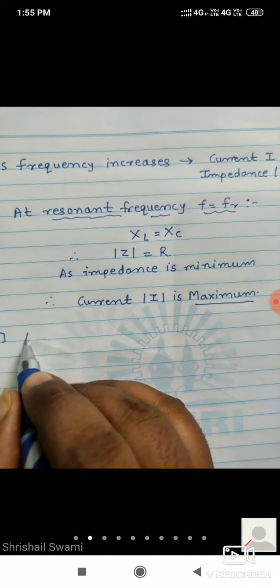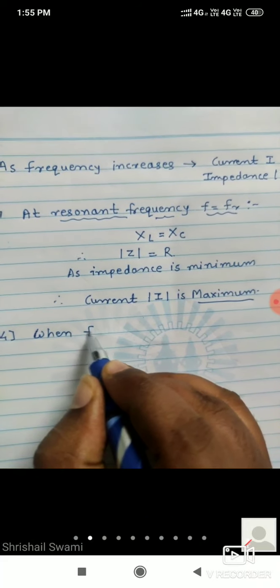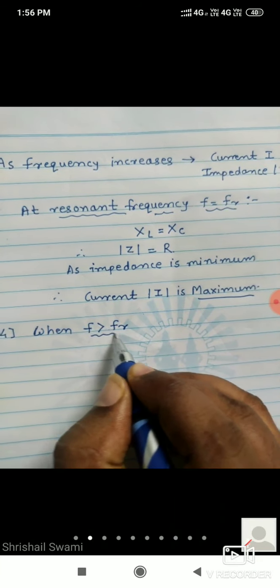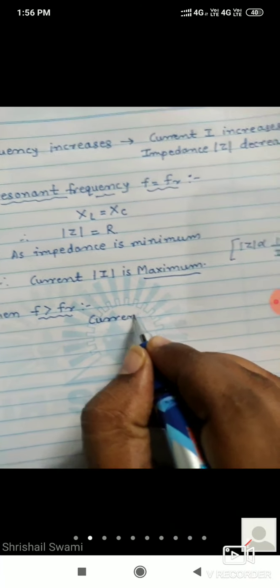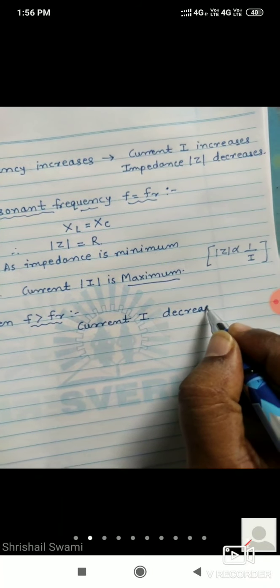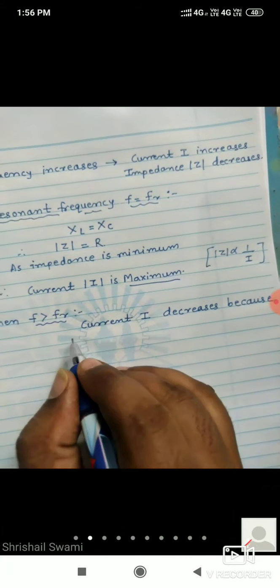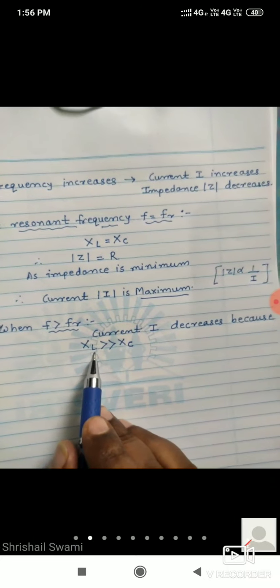Now fourth point, so fourth point will be when frequency is greater than resonant frequency, at that time current I decreases because XL becomes greater than XC. Okay, inductive part वाढणार आता.